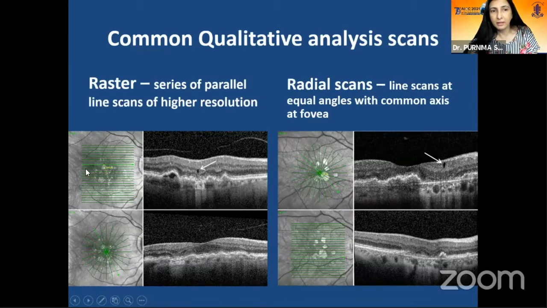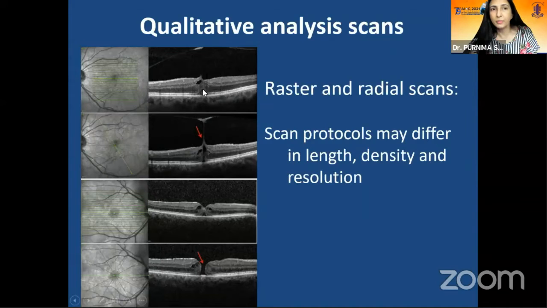The raster has parallel horizontal scans of high resolution, while the radial scans are lines passing through the fovea at regular equal angles. The advantage with both of them is that they are able to pick up even very small lesions which may be missed otherwise. So here are just a few examples where you can see the radial and the raster.